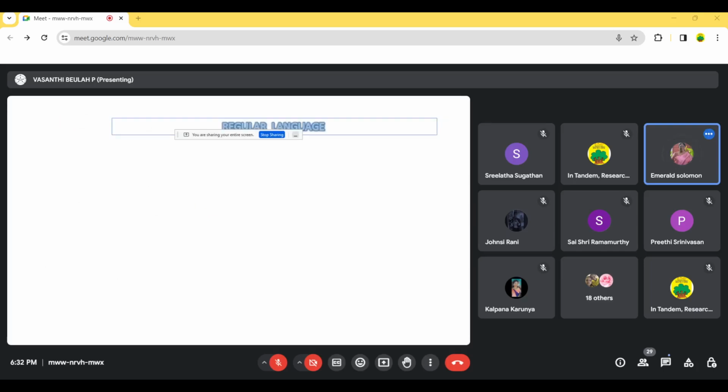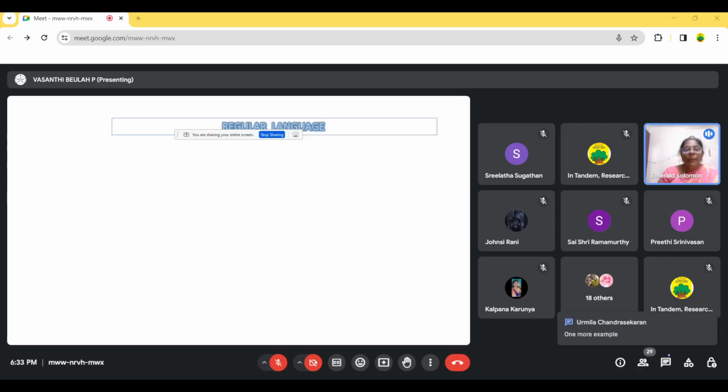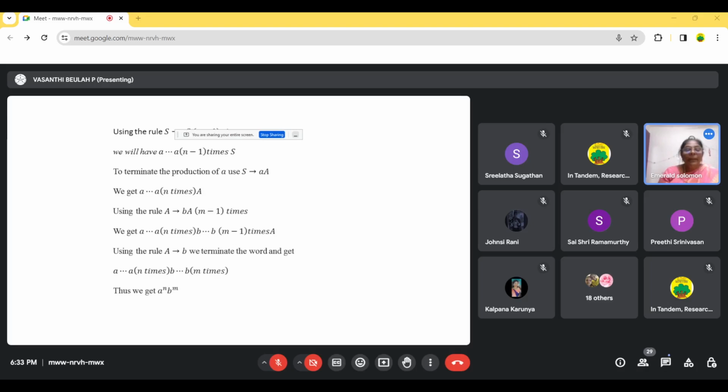Next slide. So an example. See the rules, they are of the regular form. Then the words generated are ab, aab, and so on. Next slide. We keep moving. So the final language is a power n, b power m. Earlier, you remember with context sensitive, I had a power n, b power n, equal numbers of a's and b's. Here I have a power n, b power m. I can have unequal numbers of a's and b's. A regular grammar cannot generate a power n, b power n. Regular can generate only a power n, b power m, such types of words.